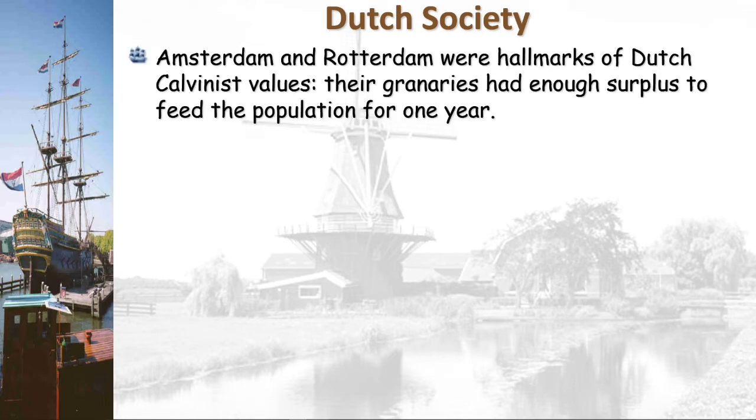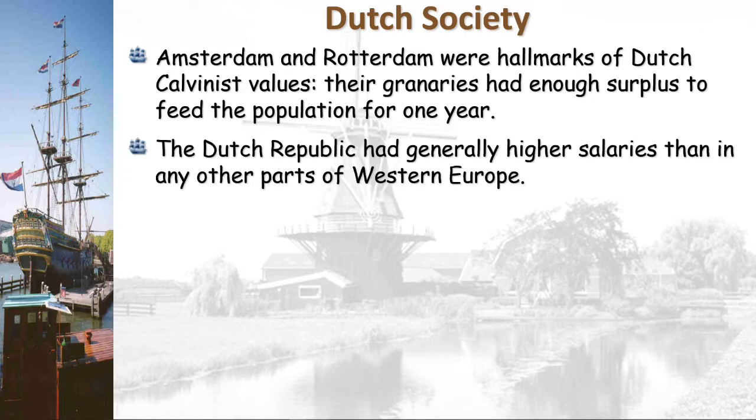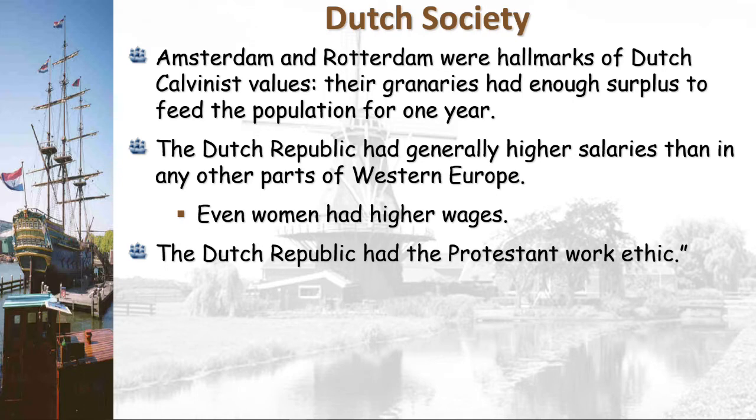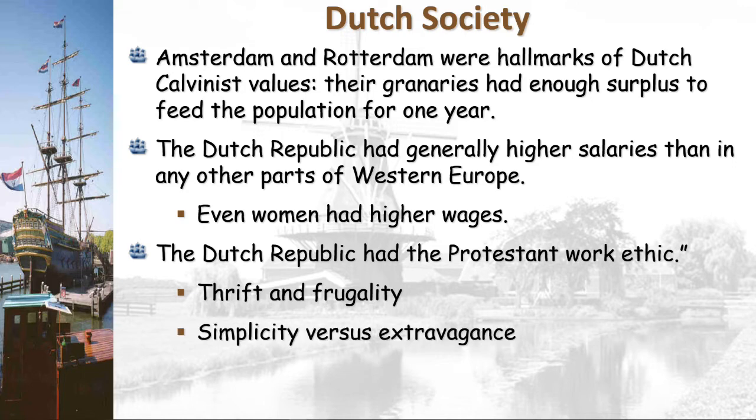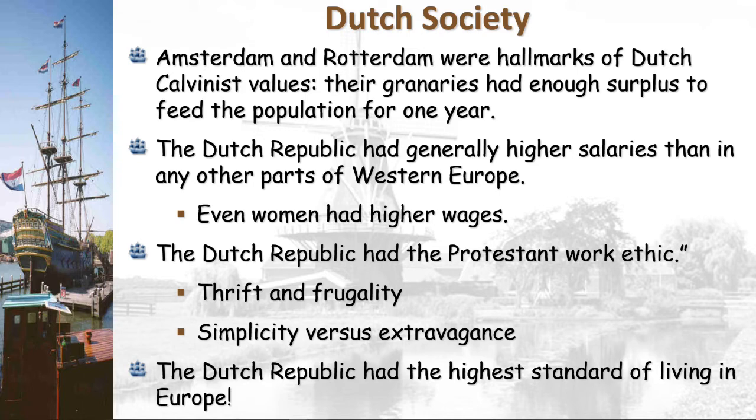Dutch society. Amsterdam and Rotterdam. These two cities were hallmarks of Dutch Calvinist values. For example, their granaries had enough surplus to feed the population for a year. The Dutch Republic had generally higher salaries than in any other parts of Western Europe. Even women had higher salaries. The Dutch Republic had the Protestant work ethic, thrift and frugality, simplicity versus extravagance. And the Dutch Republic had the highest standard of living in Europe.